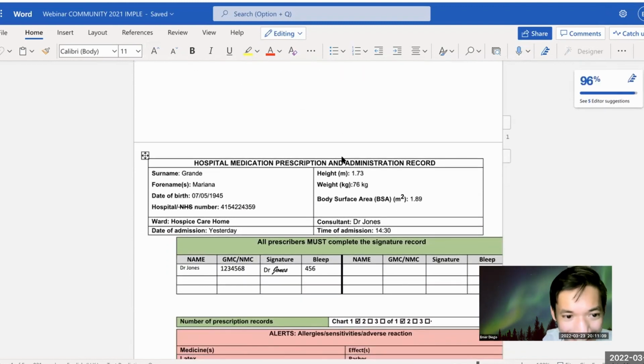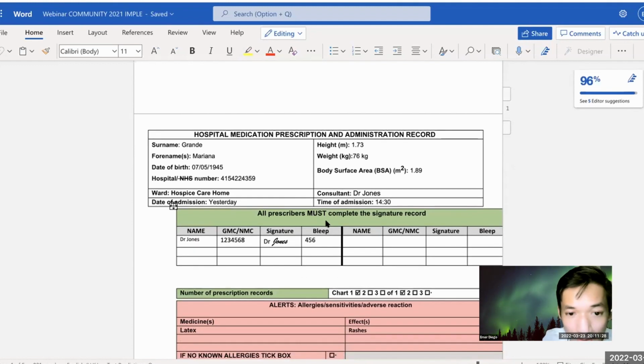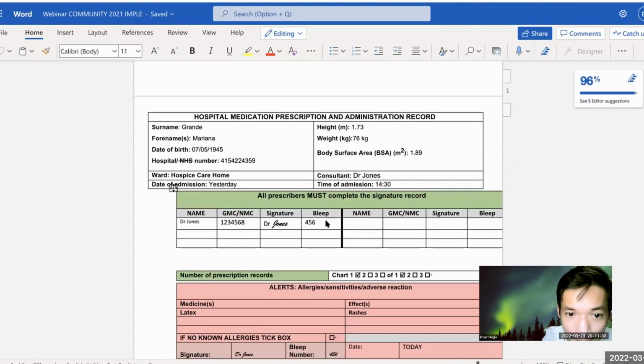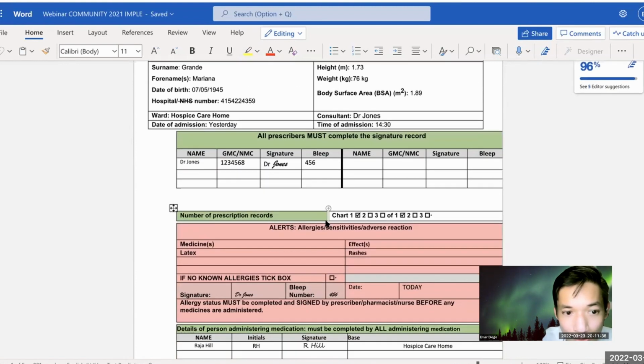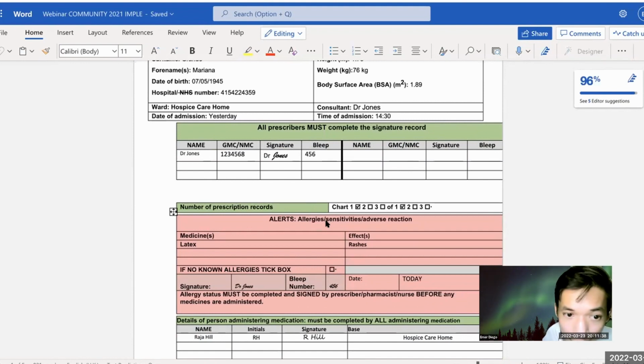So surname is Grande, forename is Mariana. Date of birth is 7 of the 5th, 1945. Hospital number 415422435. And it's really long. The ward is hospice care home. Okay, at date of admission yesterday, the height is 1.73. The weight is 76 kilograms. BSA is 1.89. Consultant is Dr. Jones. Time of admission is 14:30. So signed by Dr. Jones, GMC number 1234568. And signed by Dr. Jones, the bleep number is 456.